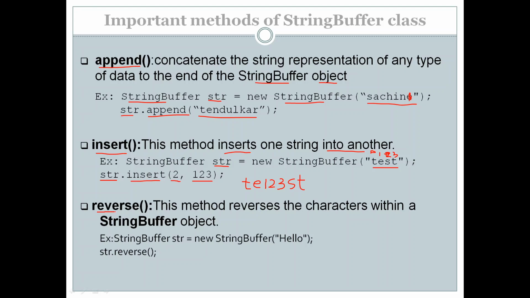Then we have a method reverse, a straightforward method, as it says. Reverse simply reverses the characters in the string. Now look at this example. StringBuffer str is equal to new StringBuffer, the content here is hello, and when I say str.reverse, it will simply reverse and you will get a new string, that is O L L E H. So it will reverse the characters of a given string.